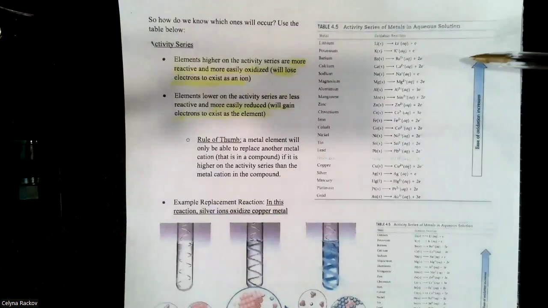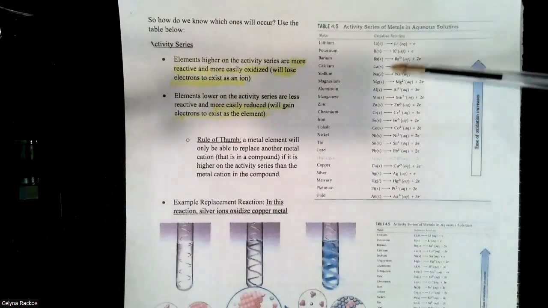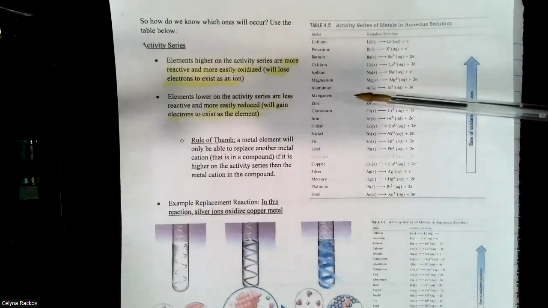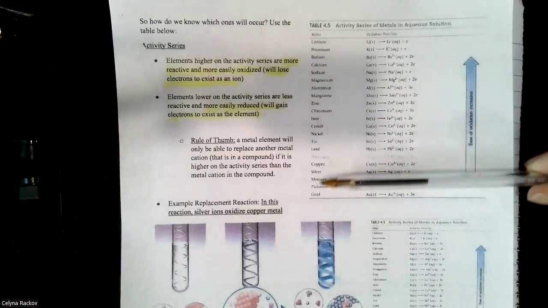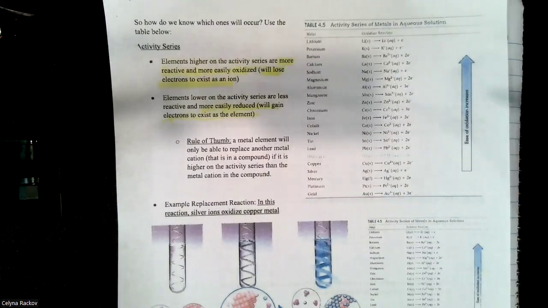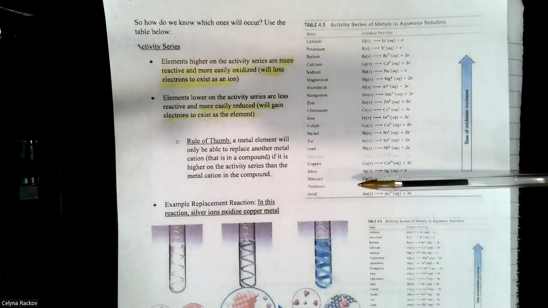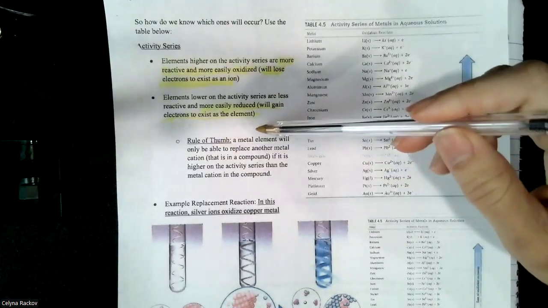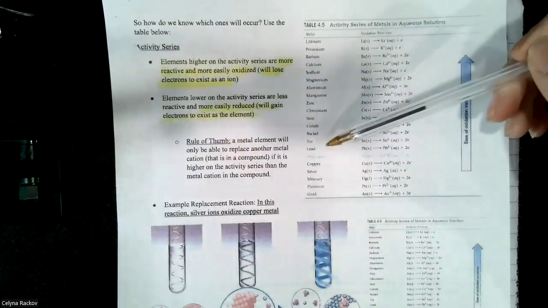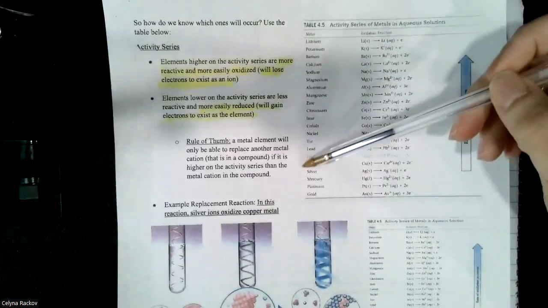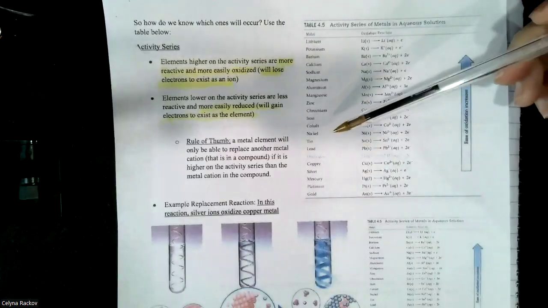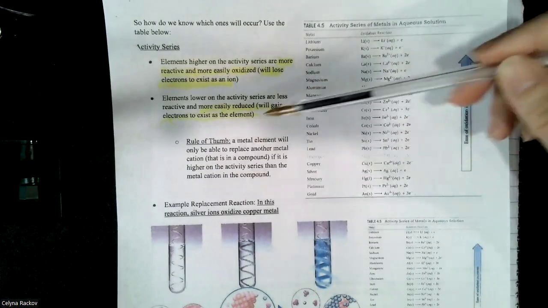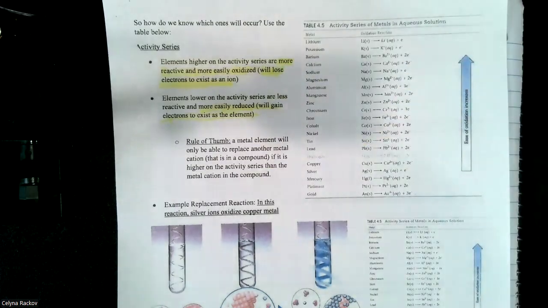So we have this table here, right? The elements higher here are more easily oxidized, and the ones at the bottom are more easily reduced. So a metal element will only be able to replace another metal cation if it's higher in the activity series than the metal cation in the compound. So it depends on the location, right? If the metal is higher than the metal cation, then we'll be able to replace.